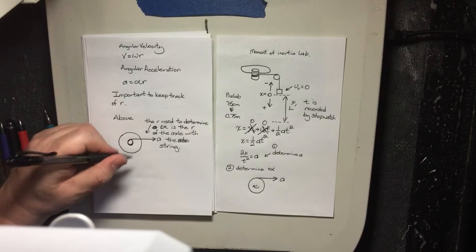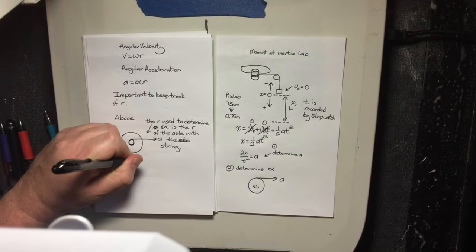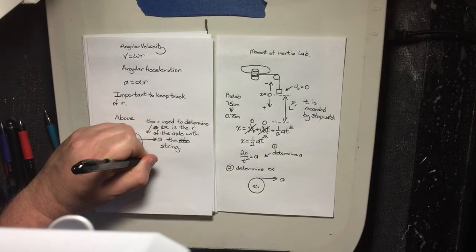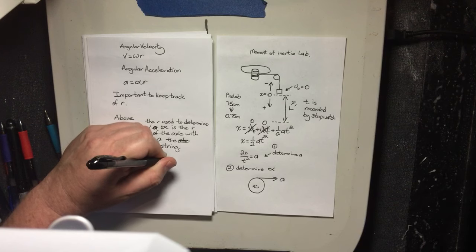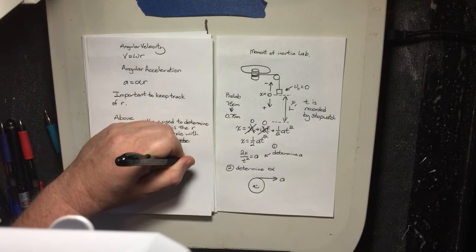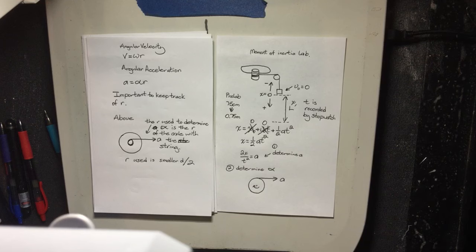So the R used is the smaller diameter divided by 2. They give you two diameters. They give you the diameter of the big wheel, and then they give you the diameter of the axle. Use the diameter of the axle because that has the string wrapped around it. And then you have to divide by 2. Why? Because radius is the diameter divided by 2.